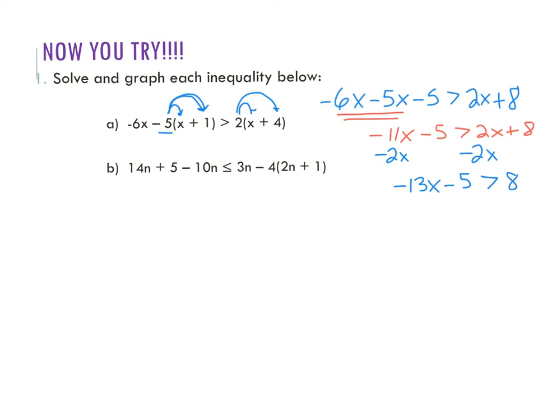And then I would add 5 to get the 13x by itself. So add 5 to both sides, get the number on one side, the variables on the other. And so what I'm left with is negative 13x greater than 13.